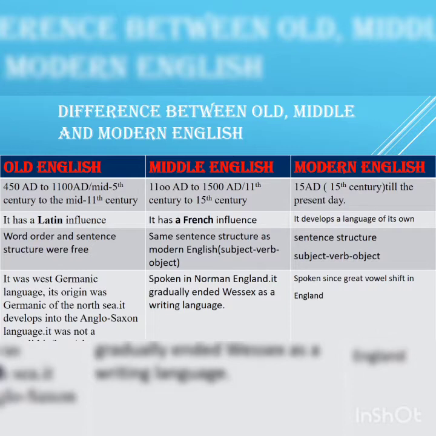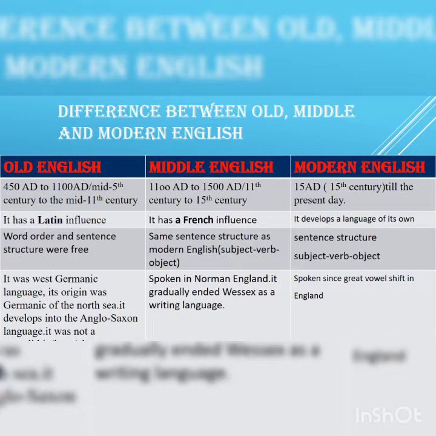Today in this video I am going to talk about the difference between Old English, Middle English and Modern English. Basically these are the three time periods in the development of the English language from its old version to the modern version. Let me differentiate between these three.